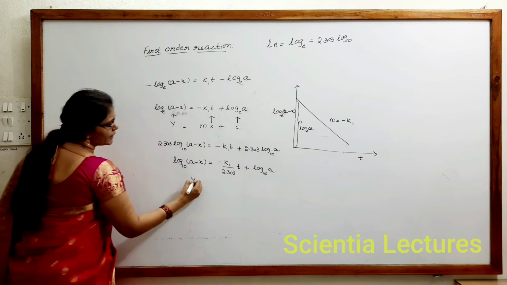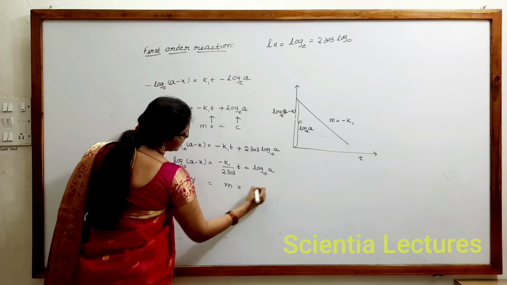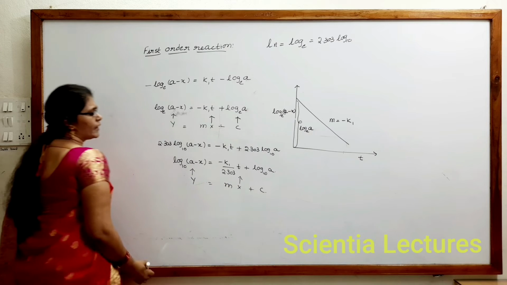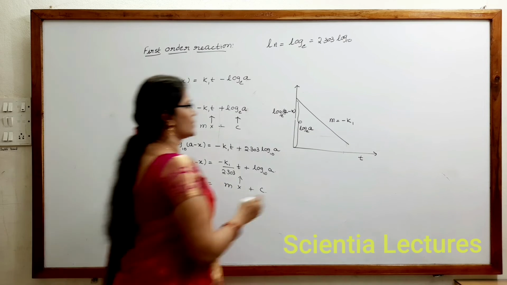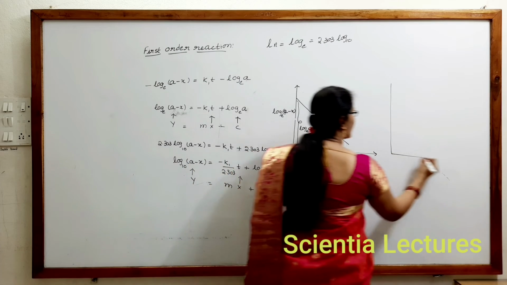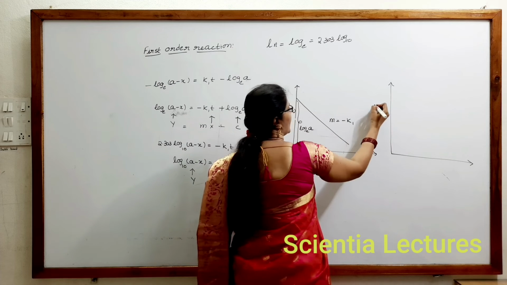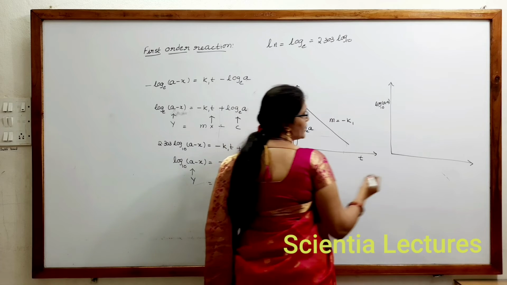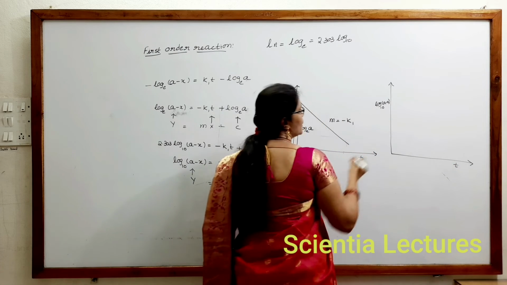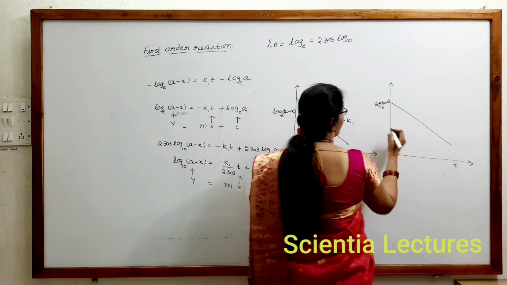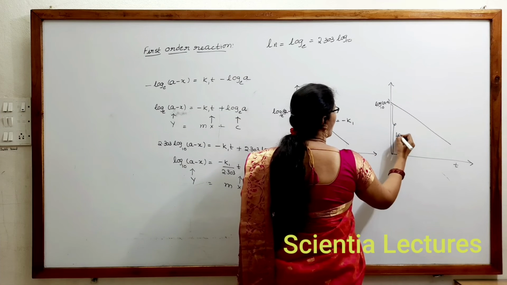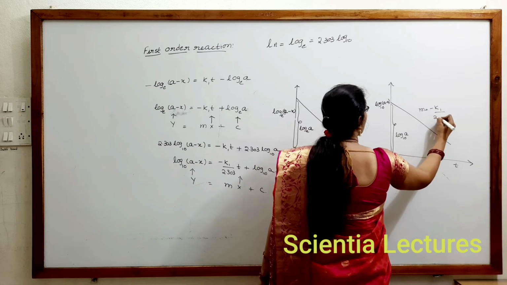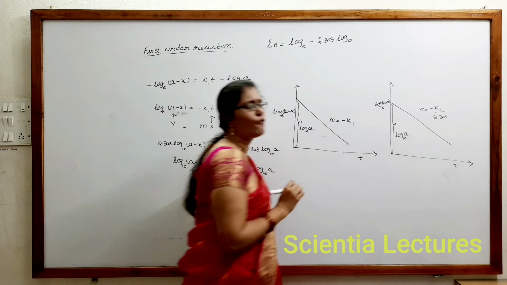In this case, what should be taken in the y-axis and what in the x-axis? What is the slope? What is the y-intercept? Here we get a graph in this way. In the y-axis we take log base 10 (a minus x). In the x-axis, t itself. Here also it is a negative slope. The y-intercept is log base 10 a. But here the slope must be minus k1 by 2.303 instead of minus k1.